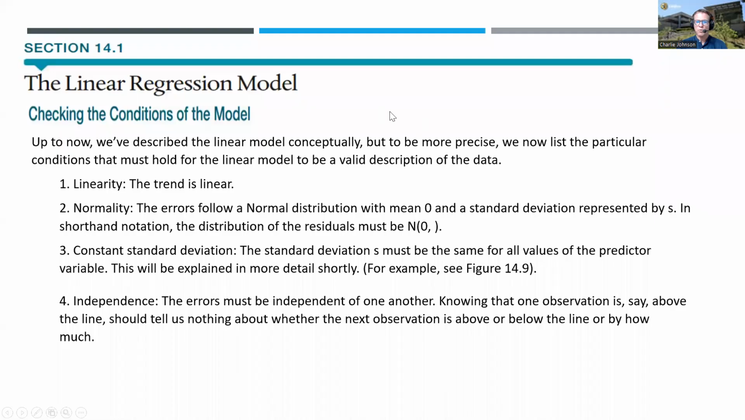Up to now, we've described the linear model conceptually, but to be more precise, we now list the particular conditions that must hold for the linear model to be a valid description of the data. Number one, linearity. We've talked a lot about this. The trend must be linear before we determine the linear regression model and try to make any sort of predictions and inferences.